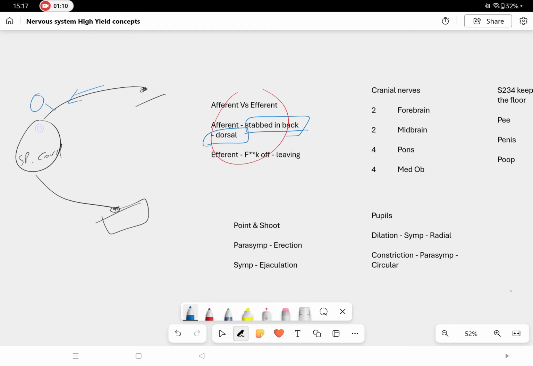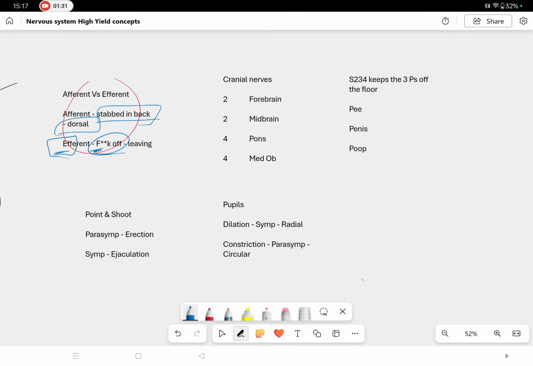Okay, the dorsal horn is this here, dorsal root ganglion. Remember, this is a whole set of cell bodies, and this is your ventral horn over this side. And then what we remember is we tell someone to F off. And so F referring to F for F and F for F leaving. So efferent nerves are the ones that leave the area. Okay, enough said.